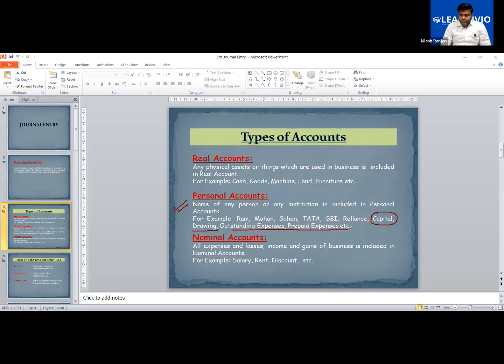Okay. Now, the third one is nominal account. So all expenses and losses, income and gains of business are included in nominal account. Why is it called nominal account? Because there is no real existence of these items. These are just a name in the business.